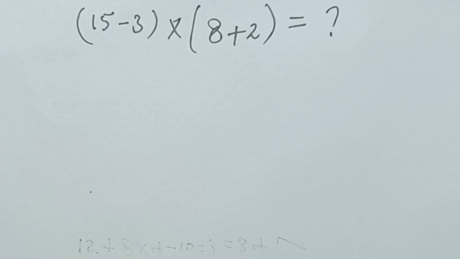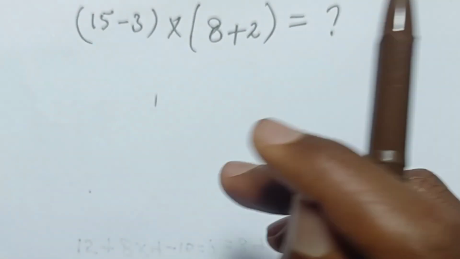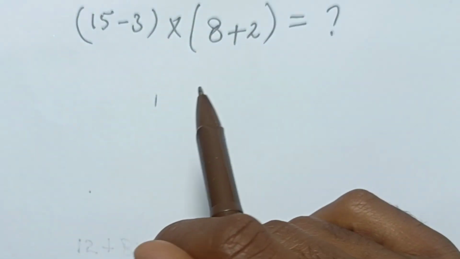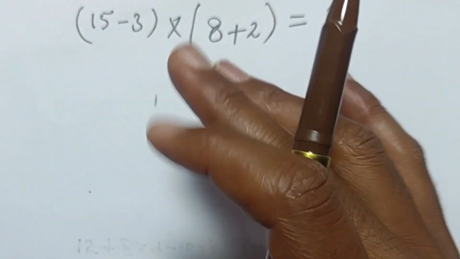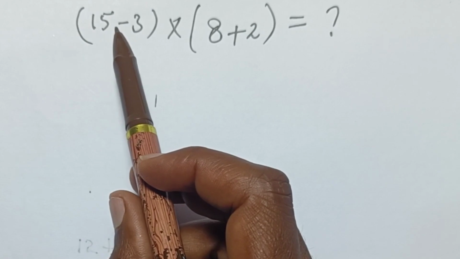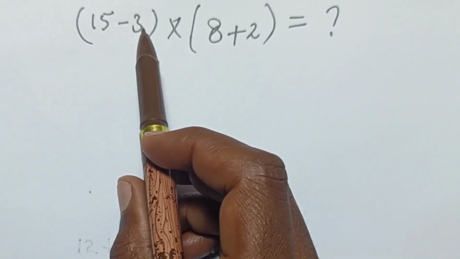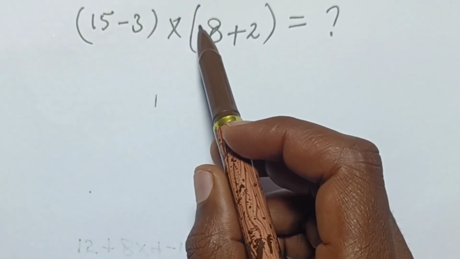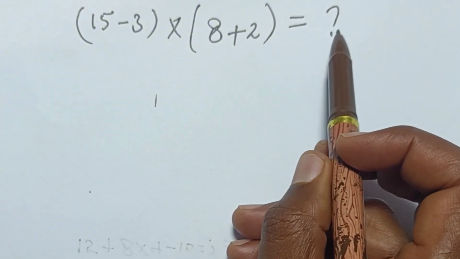Today's question looks simple, but it tricks thousands of students every year. So don't answer quickly, wrap your pen and pause the video, see if you can beat me. 12 minus, sorry, 15 minus 3 in the bracket times, inside the bracket 8 plus 2, is how much?